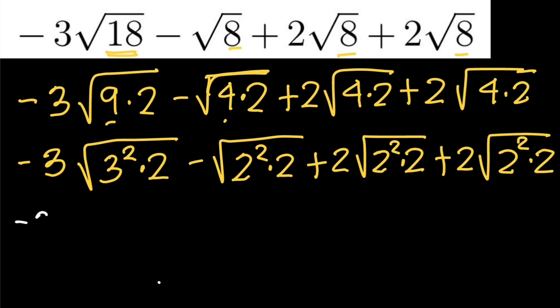So this is just negative 3. Square root of 3 squared is 3. So we factor out 3, we put 3 outside. And we're left with square root of 2.